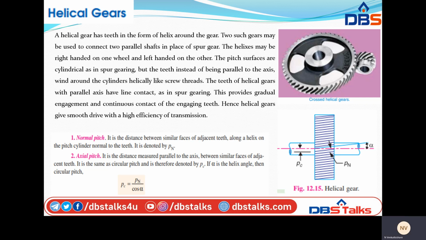So and next, the last one, what is a helical gear? So we are just giving an introduction to helical gears. The helical gear has the teeth in the form of a helix around the gear. So the right side diagram shows the crossed helical gears. So two such gears may be used to connect two parallel shafts in place of spur gears.